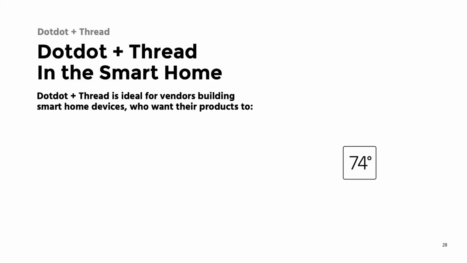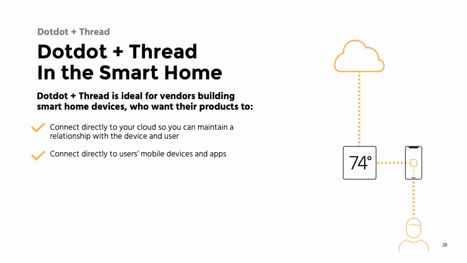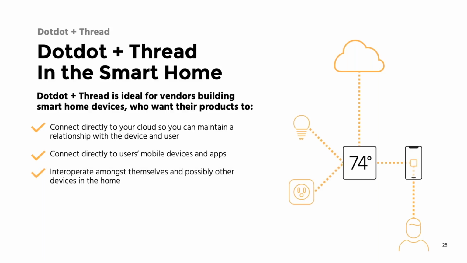So let's say you're a product developer and you're creating a device or ecosystem of devices and that you need those products to do one or ideally all of the following. You need them to connect directly to your cloud so that you can maintain a relationship with the device and the user, learn about the user, provide updates, adjust features over time. You need it to connect directly to users' mobile devices and apps. You need it to interoperate amongst your products and possibly other third-party products in the home.